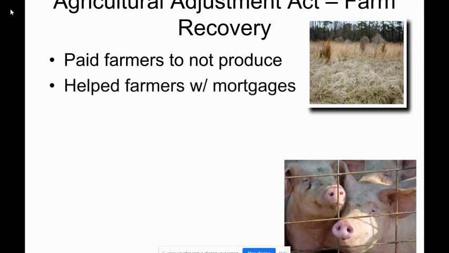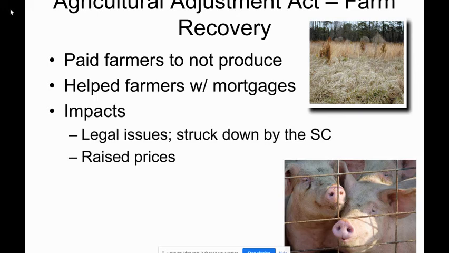Okay. The other thing they help do, and we're going to see some, like the Farm Credit Administration is going to do this as well, where they are going to help farmers refinance their mortgages and things like that, giving them more money or allowing them to pay over a longer period of time.